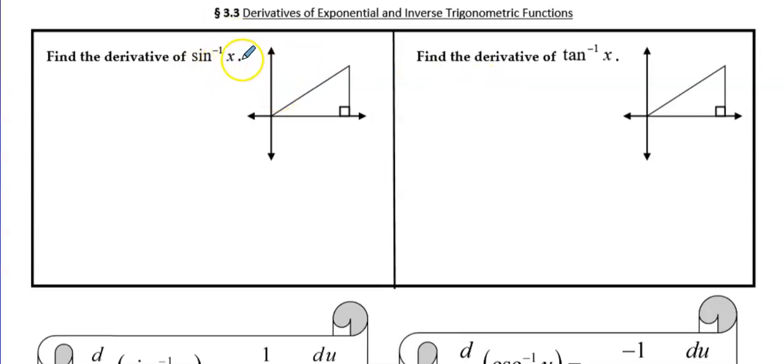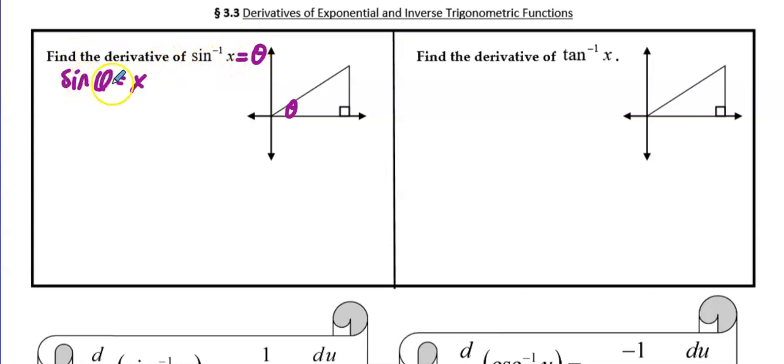I want to derive this, and so what I want to do first is set the inverse sine of x equal to theta, our angle, right? Because you have learned in previous math classes that you can rewrite arcsine of x equals theta as the sine of theta equals x. These are equivalent to each other. This is what that means.